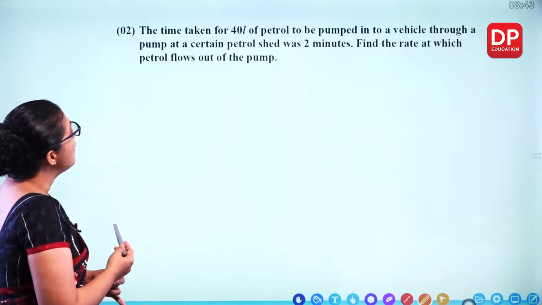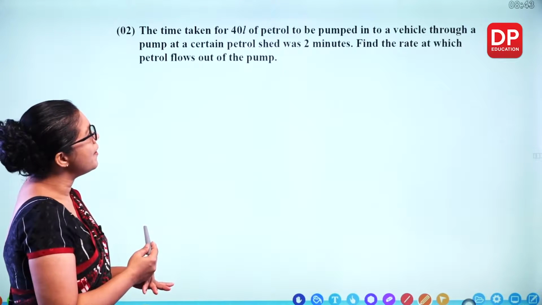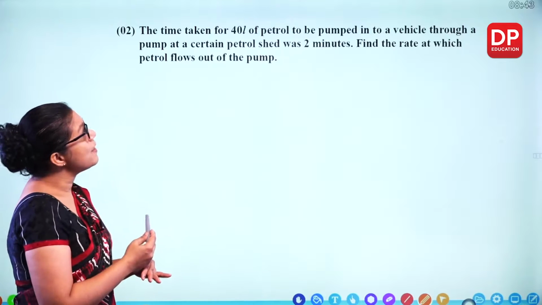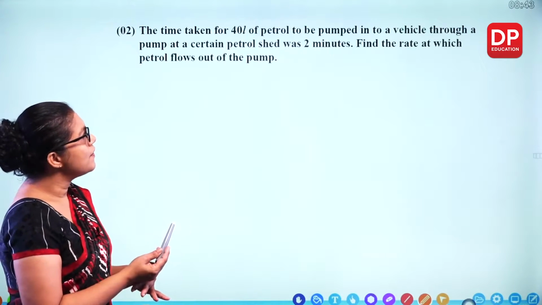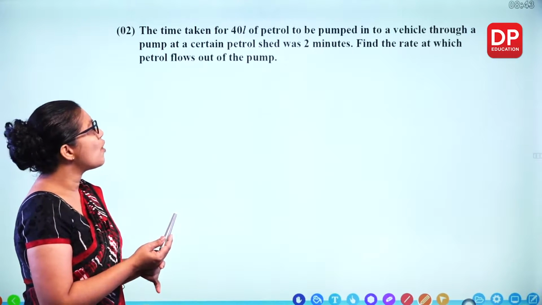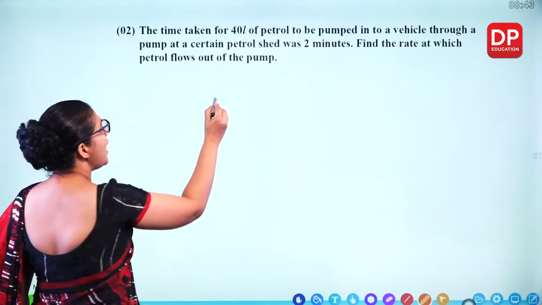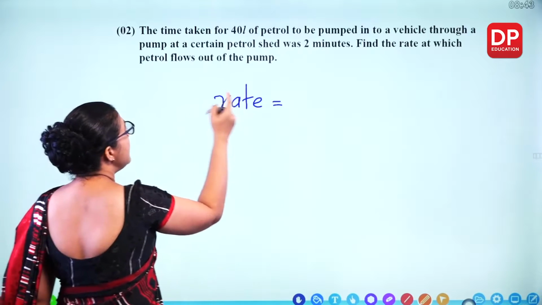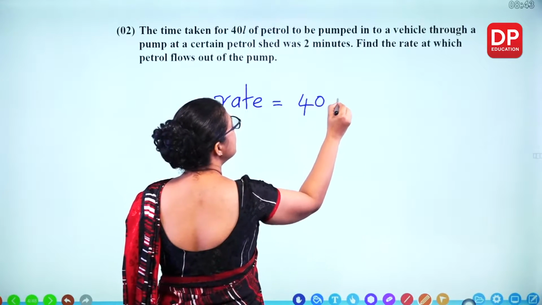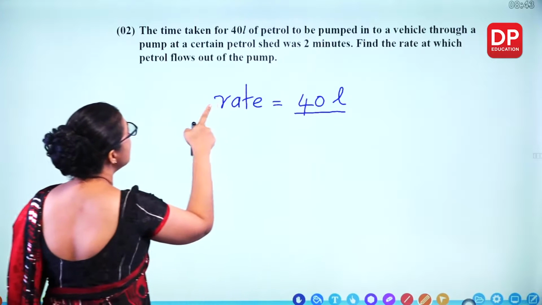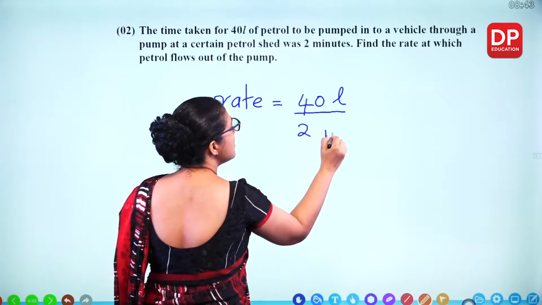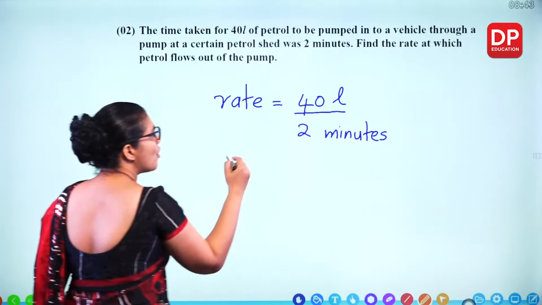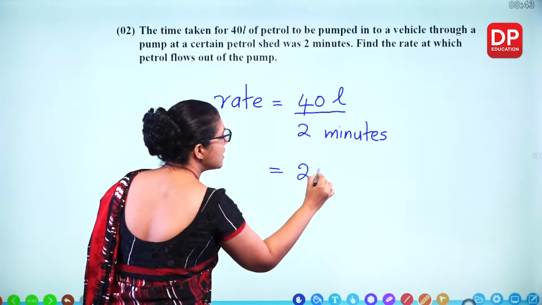Question number 2. The time taken for 40 liters of petrol to be pumped into a vehicle through a pump at a certain petrol shed was 2 minutes. Find the rate at which the petrol flows out of the pump. So rate you can write down. This is liters, 40 liters in 2 minutes. This is in minutes. So rate you can simplify. 40 divided by 2 is 20.